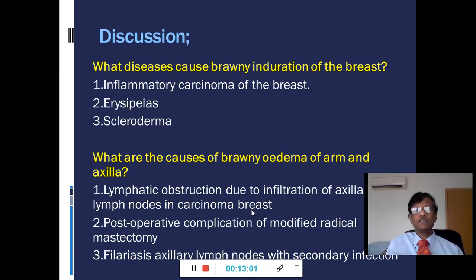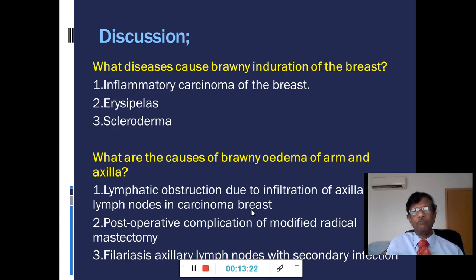What disease causes a brawny induration of the breast? Inflammatory carcinoma. Not only that, you can see it even in simple conditions such as erysipelas or scleroderma. Brawny induration is also noticed, and you may have to differentiate these conditions from inflammatory carcinoma.